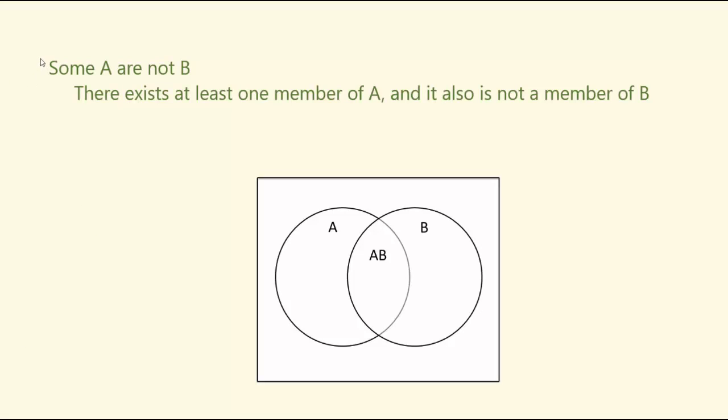For our O statements, they say that some A are not B. Well, we still commit ourselves to the existence of an A, so there's one member of A, but it is not a member of B.